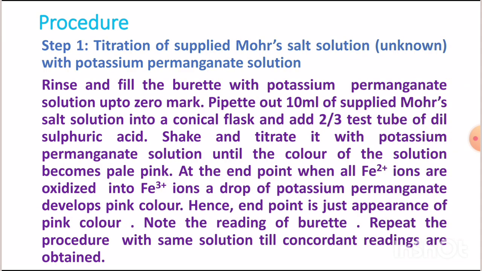Procedure. Step 1. Titration of supplied Mohr salt solution, that is the unknown solution, with potassium permanganate solution. Rinse and fill the burette with potassium permanganate solution up to the 0 mark. Pipette out 10 ml of supplied Mohr salt solution into a conical flask and add 2/3 test tube of dilute sulfuric acid. Shake and titrate it with potassium permanganate solution until the color of the solution becomes pale pink.